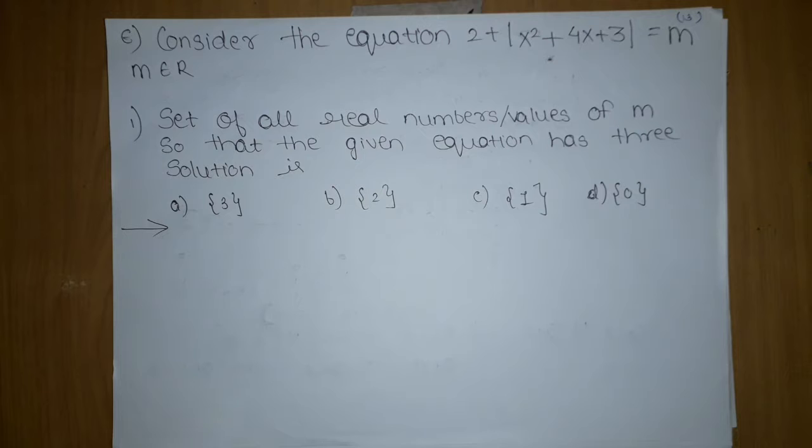The question says as follows: consider the equation 2 plus mod x square plus 4x plus 3 mod equals m, where m belongs to R. First understand, have we seen this type of problem earlier? Do you know how to curve sketch the graph of mod x square plus 4x plus 3? Yes, we did it in question number 39 while doing single correct. There was a question which used such a concept of modulus. If you have attempted that question, this question will be very easy for you, and we will see how we do it.